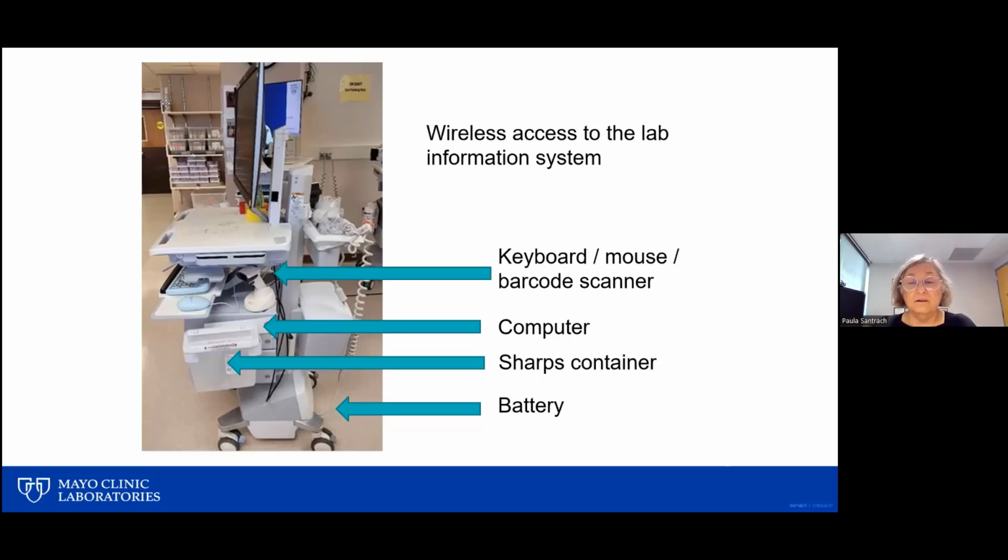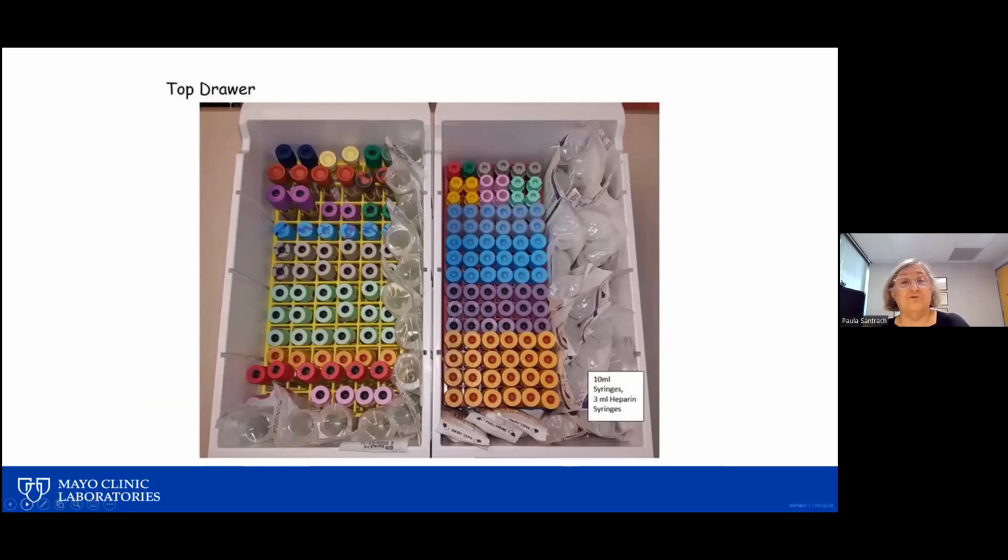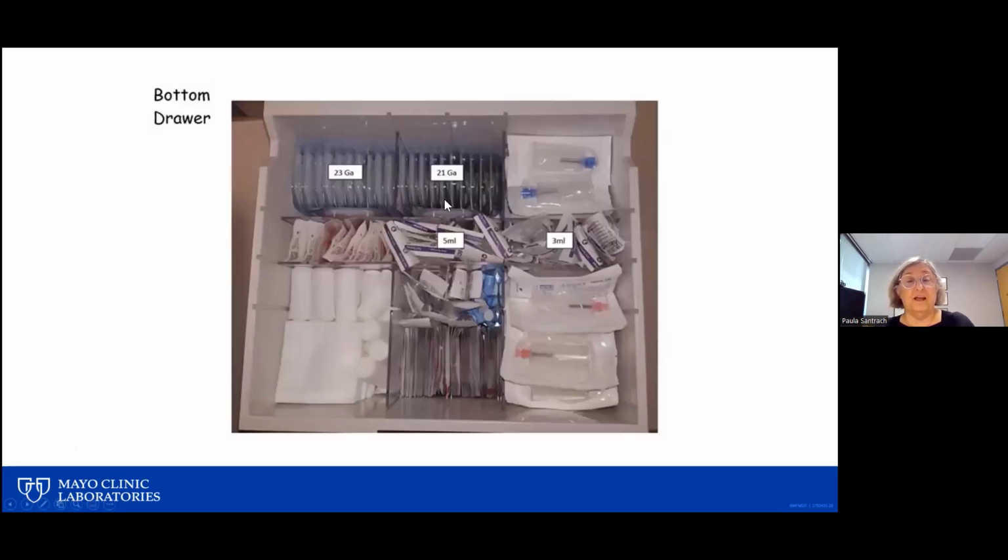So let's see here. This is the top drawer of this cart. We have all kinds of different tube types, so they can collect almost anything on the menu. These are some syringes, both 10 ml syringes and 3 ml heparin syringes. This is the bottom drawer. Again, we have different sizes of needles, gauze for once the phlebotomy is completed, and a variety of syringes and different kinds of adapters and the like.